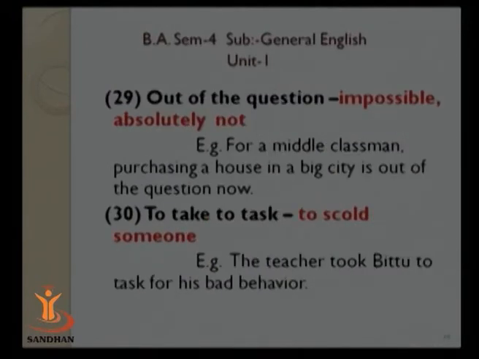Number 29. Out of the question means impossible, absolutely not. For instance, for a middle class man, purchasing a house in a big city is out of the question now. Number 30. To take to task means to scold someone. For instance, the teacher took Bittu to task for his bad behavior.